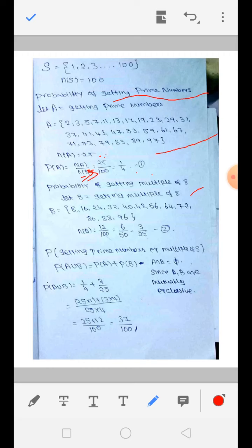So I already said that the answer for that event will come from S only. In that, S is equal to 1, 2, 3, up to 100. So what is our event? Getting multiple of 8, which means 8, 16, 24, 32, 40, 48, 56, 64, 72, 80, 88, 96. So these are the multiples of 8. After 96 we will get 96 plus 8, 104, but our S is up to 100 only, so I just write 96 only. Okay, and then finding the number of B.